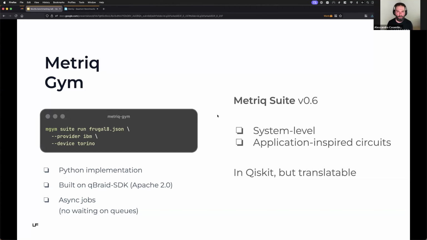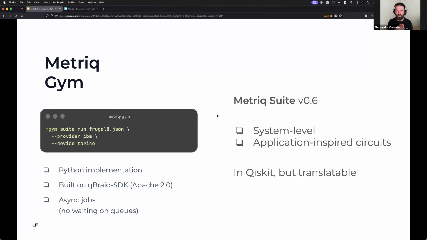Along with that, we did build our own suite of benchmarks. It's a mix of more system level benchmarks, lower in the stack as I was showing before, as well as higher in the stack, application-inspired circuits benchmarks. They are all in Qiskit, which is one of the programming languages used to write quantum circuits, but they are easy to translate into other programming languages. And yeah, you can check the suite.